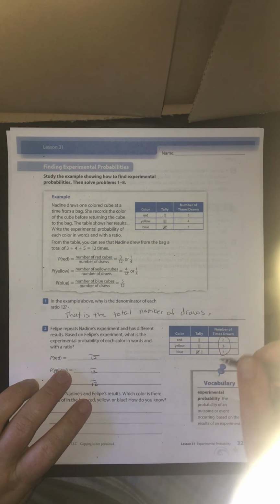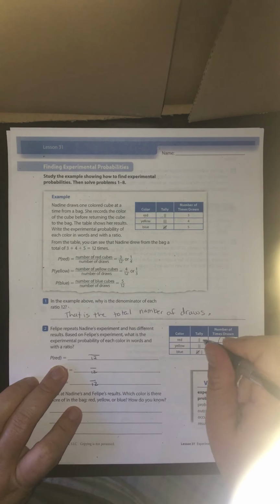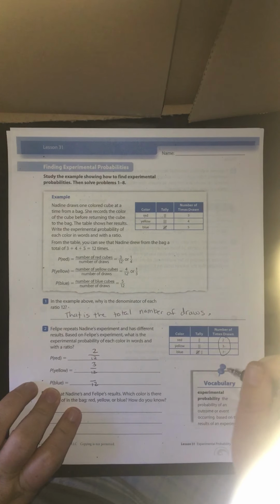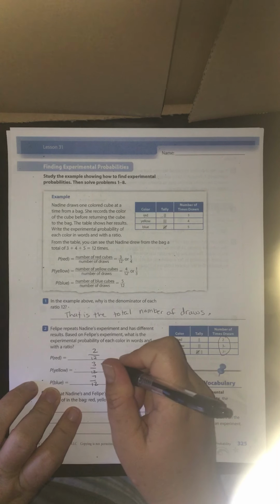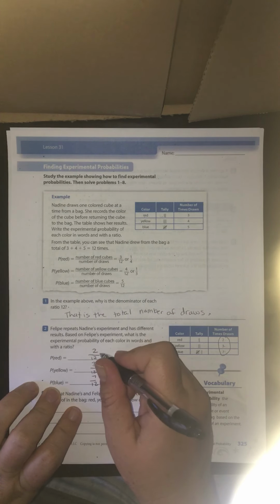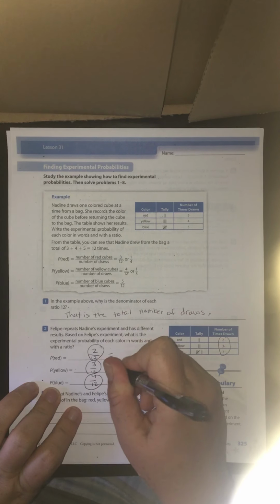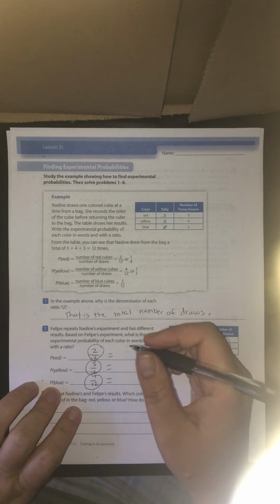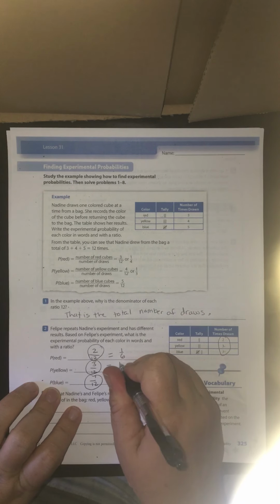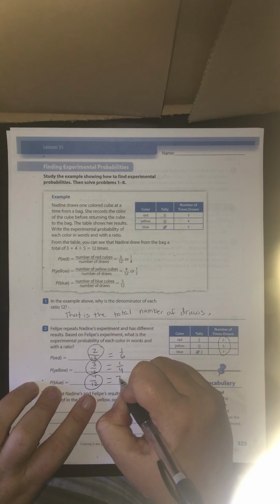Okay. So this one, experimental probability, red, his results were 2. So I put a 2 over it. Yellow was 3. And blue was 7. So that's the experimental probability for each, right? 2 over 12, 3 over 12, 7 over 12. Some people are overachievers. They're going to reduce this. This is 1/6, and this is 1/4. This one cannot reduce, so we'll keep it 7/12.